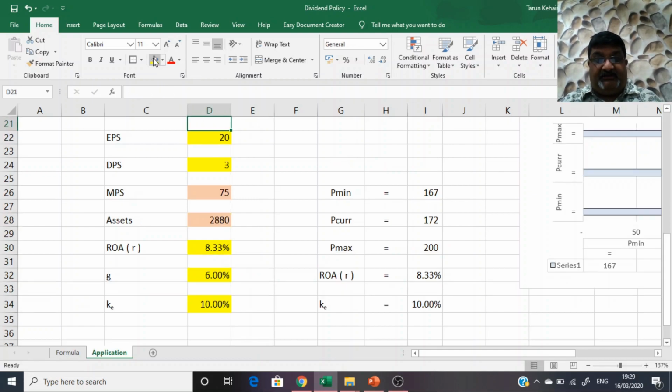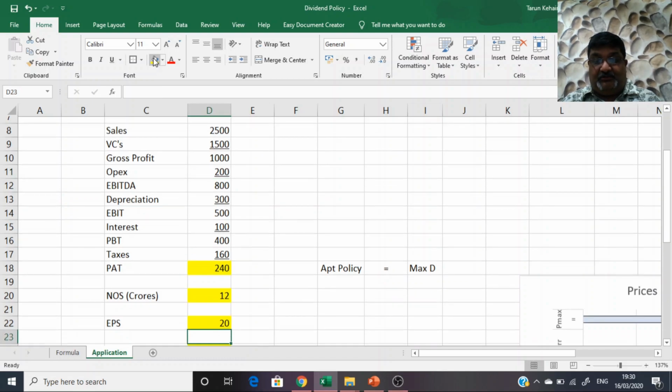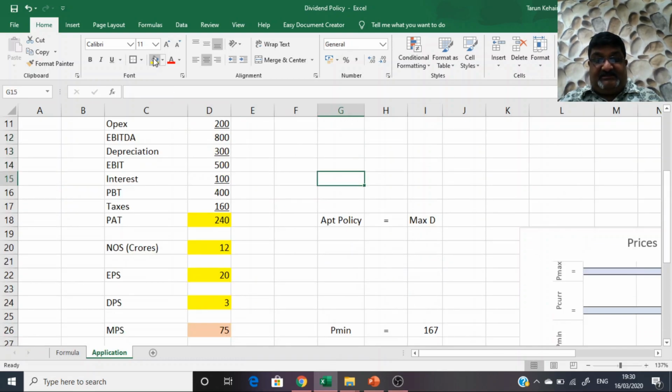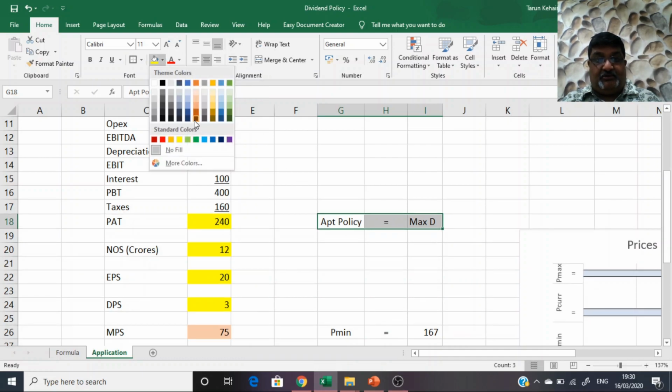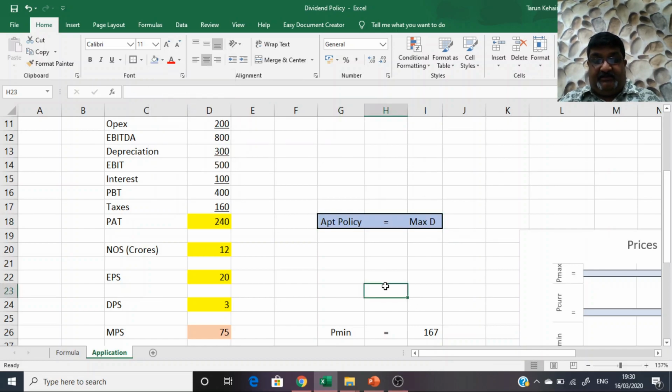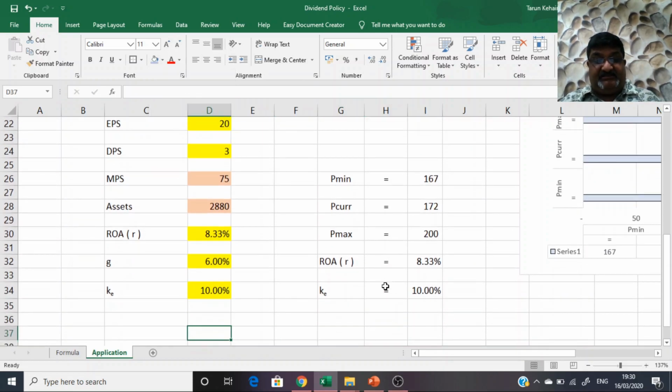Now you have got all the possible values that you need to put into a formula. Now let's quickly also try and align to what we just learned. Is this particular policy that you are seeing now an appropriate policy or not? If you look here, the return on the assets generated by the firm is 8.33%, whereas the returns expected by the shareholders is 10%. Therefore, the company is generating lesser returns internally compared to what the shareholders expect.